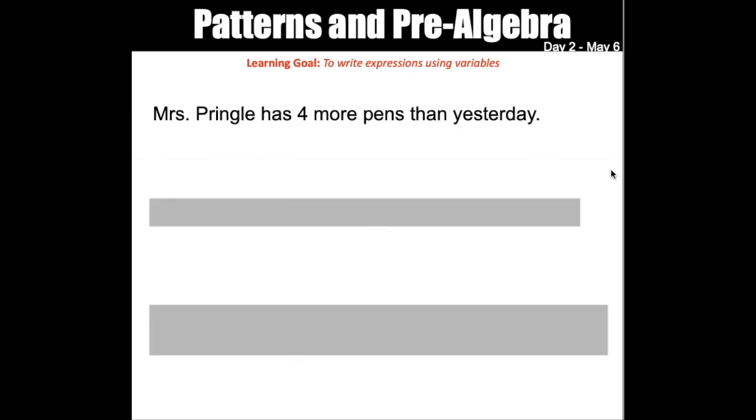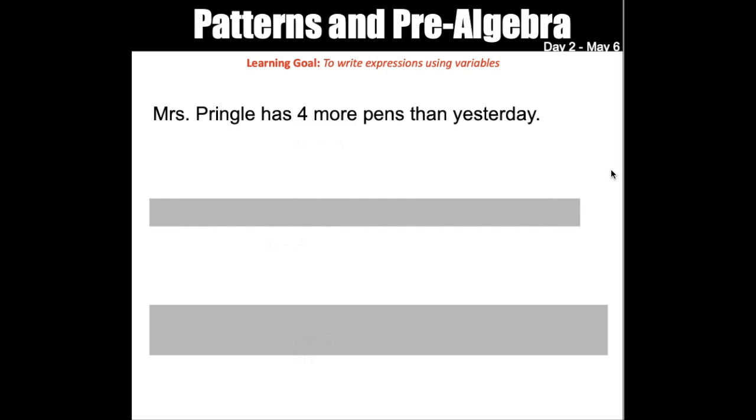Okay, Mrs. Pringle has 4 more pens than yesterday. Let's start with what we know and what we don't know. What we don't know is how many pens I started with. What we do know is that I now have 4 more pens than I did yesterday. Because we don't know how many I started with, we don't know how many I will have in total. Therefore, we cannot use an equation, we can only use an expression. I can use an expression with a variable to represent this. The variable will represent the number we don't know, which is how many pens I started with.